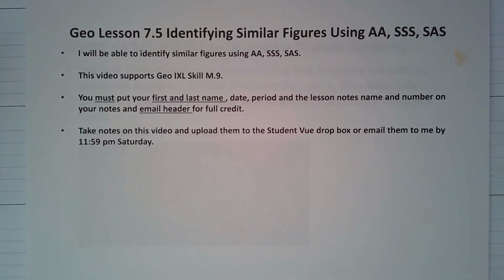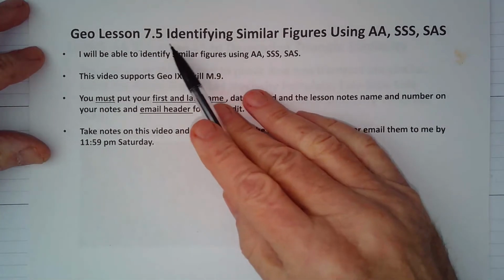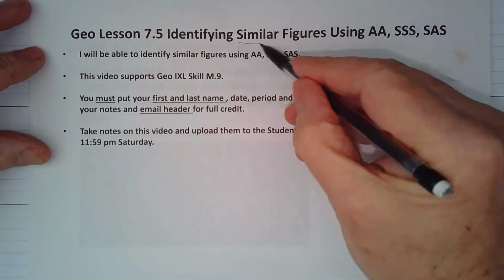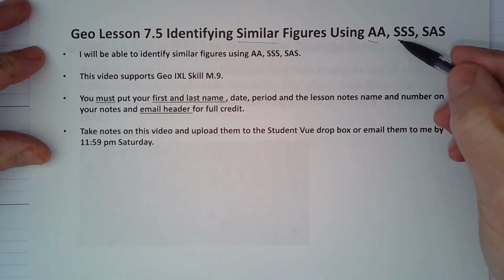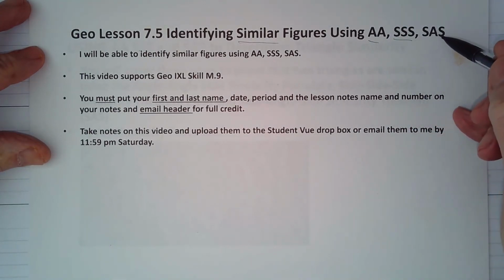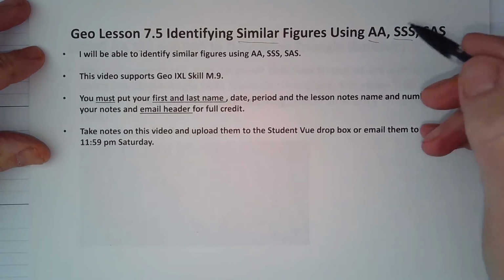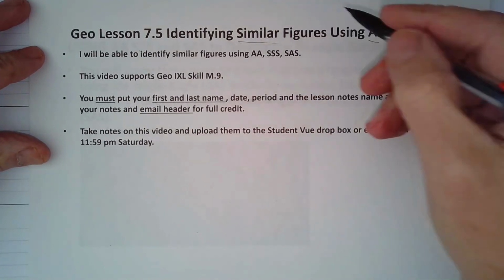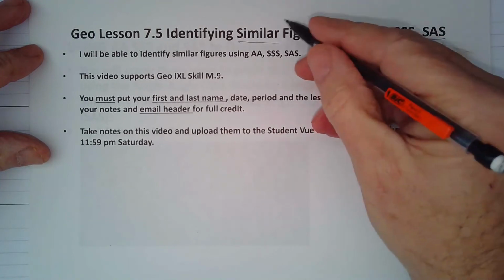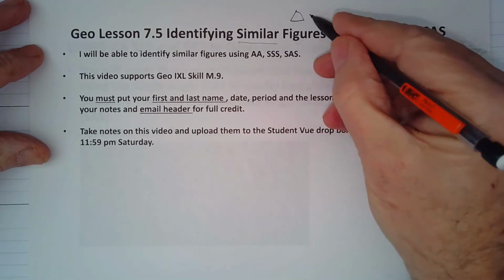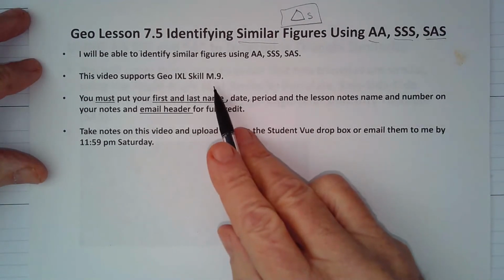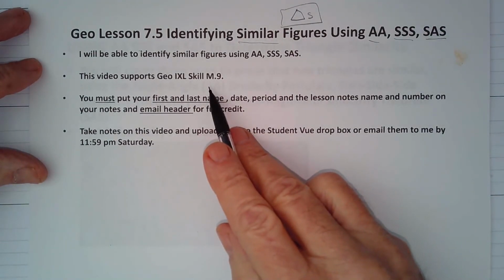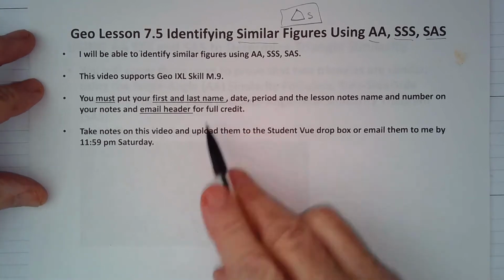Good morning. Today we are going to be working on geometry lesson 7.5, where we're identifying similar figures using the angle-angle postulate, side-side-side similarity, and side-angle-side similarity. It's important to know that we are talking about similarity of triangles. This supports Geometry IXL lesson skill M9.